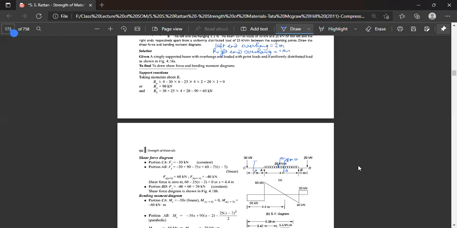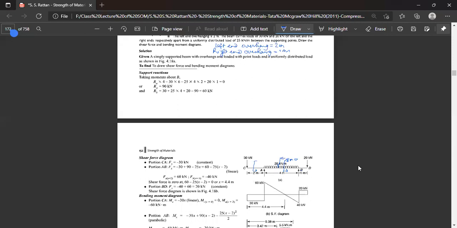So if we put them together and simplify, the equation will become 60 minus 25 into x minus 2. If we put x equal to 2, then Fx will be 60, and at B, if we put x equal to 6, then it will become minus 40 kilonewton. The shear force is 0 when 60 minus 25 into x minus 2 is equal to 0, or x is equal to 4.4 meter.